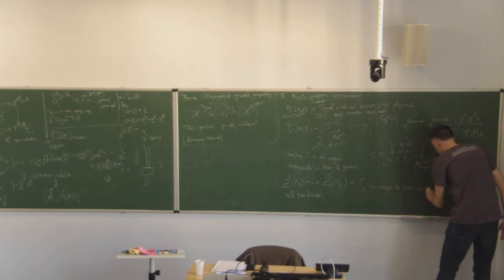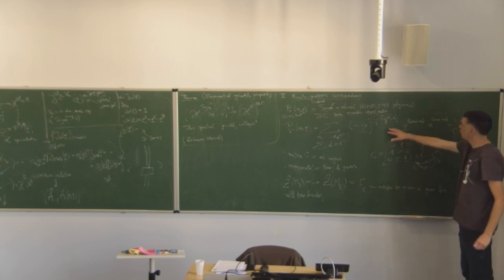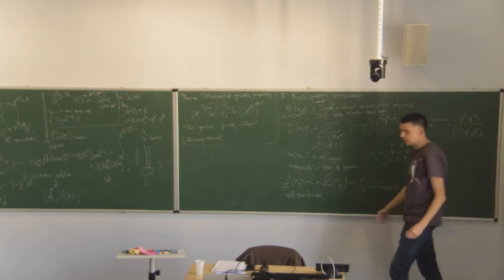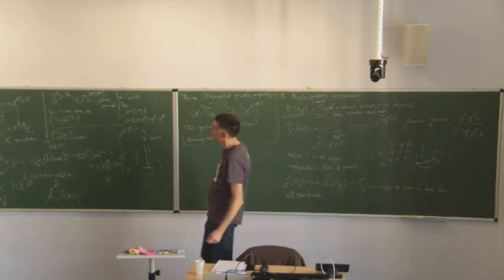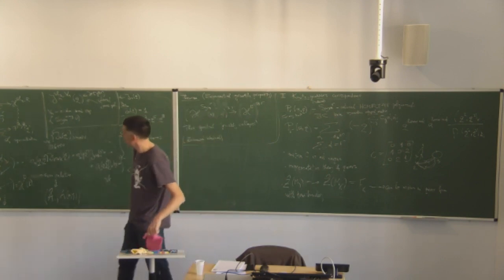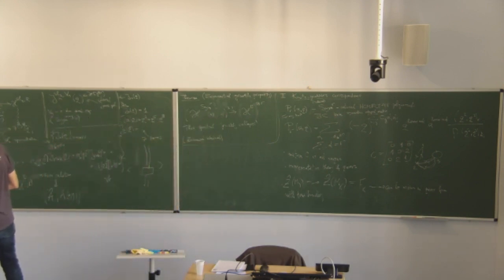quiver form. So this is some form where we have a sum of terms like q to some quadratic power times a q-Pochhammer.